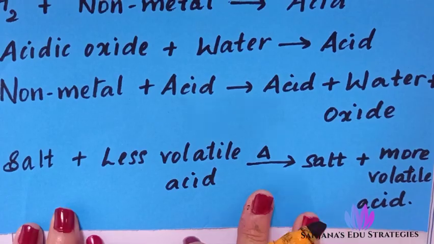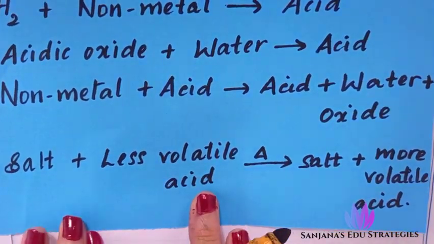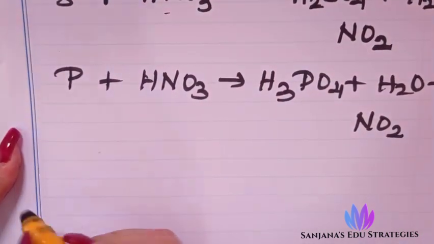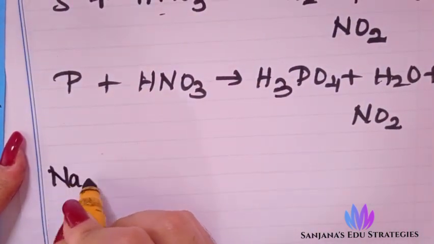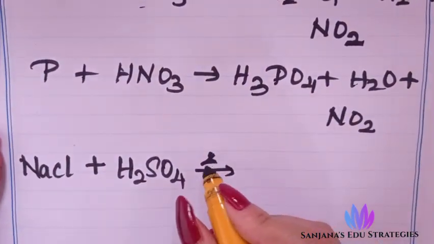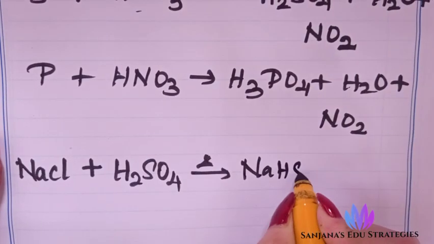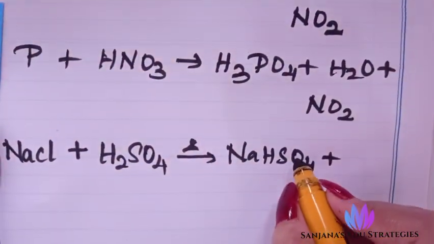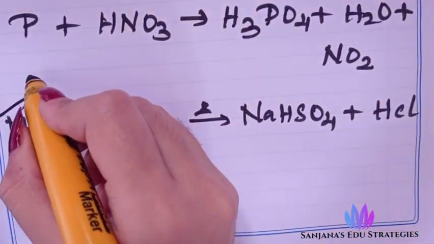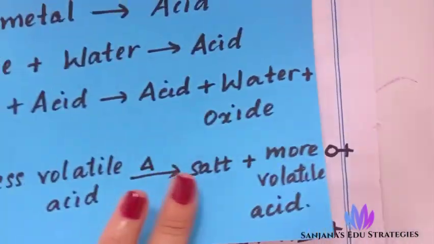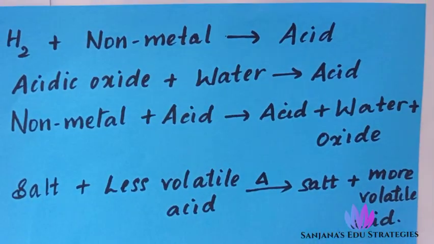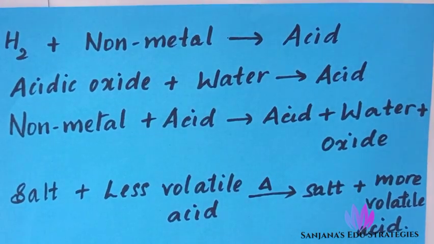Next is salt plus a less volatile acid, which cannot vaporize easily. On heating, it forms a salt plus a more volatile acid. So I'm writing the salt NaCl plus the less volatile acid H2SO4. On heating, it forms the salt NaHSO4 plus the more volatile acid, HCl. This is very important, so please learn it. That's it about reactions. If you are thorough with this chart, then it is very easy to learn. Next we'll be seeing some physical properties of acids.